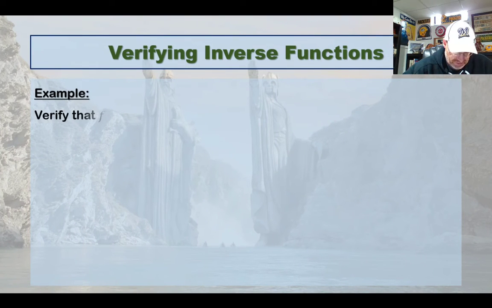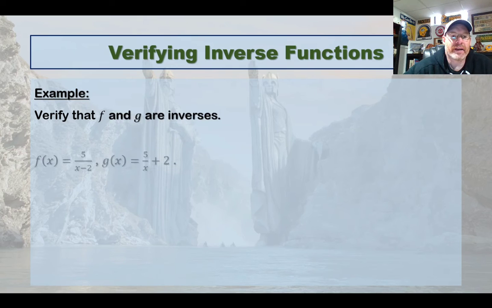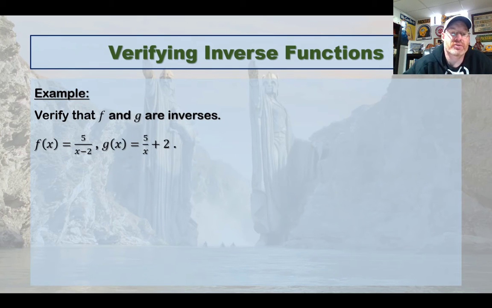All right, so let's just say that they ask us to verify that f and g are inverses, and they give us those two functions. So you're just going to do two composite functions. In this case, f of g, and then you're going to do g of f. And in both cases, when you do them, you should equal x. That's it, just x.